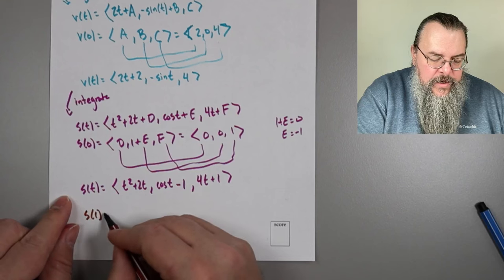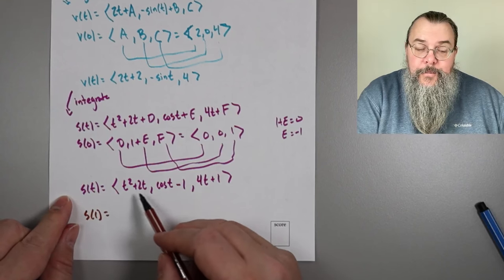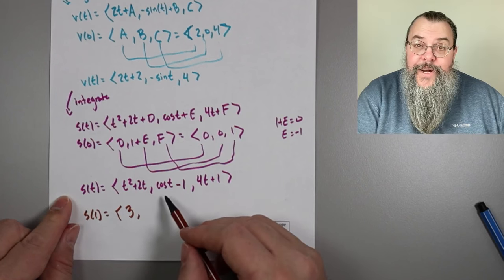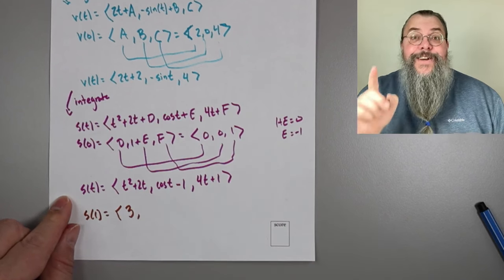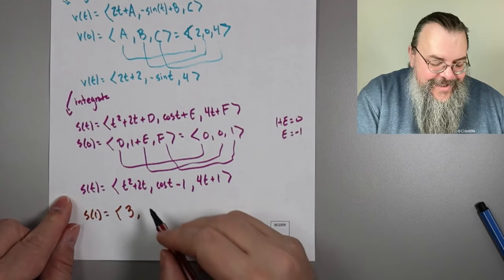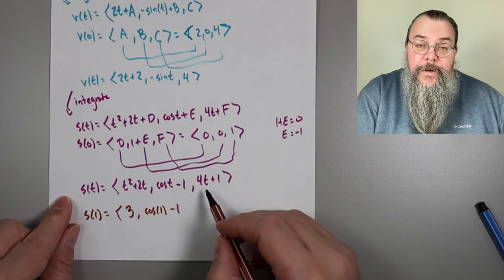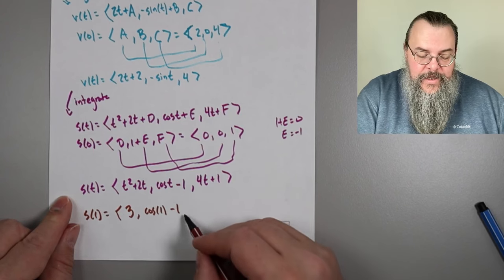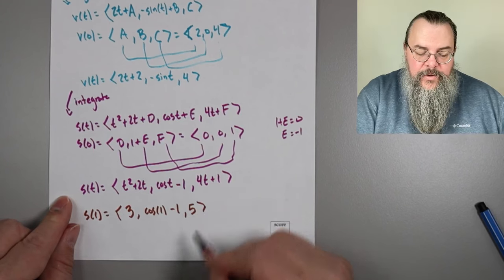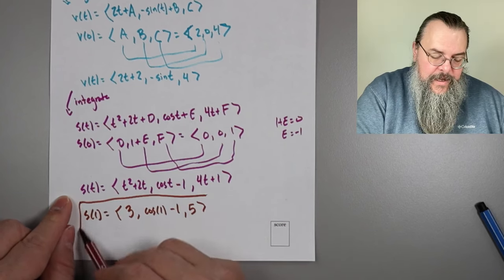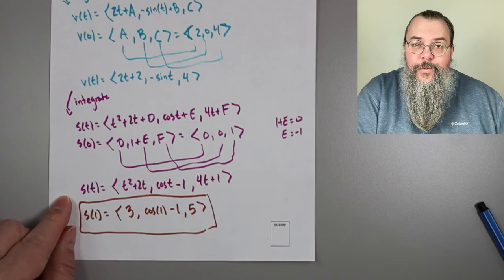S of 1. 1 plus 2, 3. Cosine 1, also known as cosine of 1. That is correct. Yeah, it's just a weird number. And subtract 1. And then we get 4 plus 1 is 5. So 3, cosine of 1 minus 1, 5. And we're done.